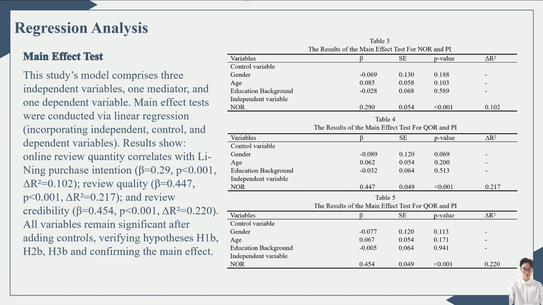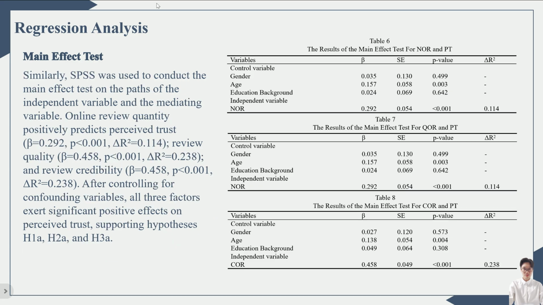The regression coefficient of the credibility of online reviews on purchase intention is 0.454. Delta R squared equals 0.22. All were significant, verifying the validity of H1B, H2B, and H3B. Similarly, as shown in the table, the regression coefficients of the quantity, quality, and credibility of online reviews on perceived trust are also significant, and H1A, H2A, and H3A have been verified.